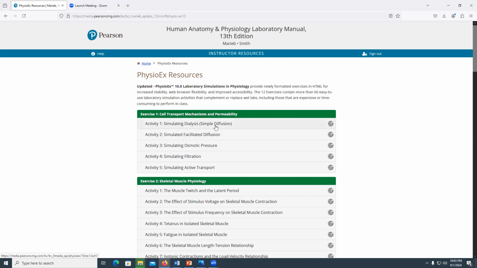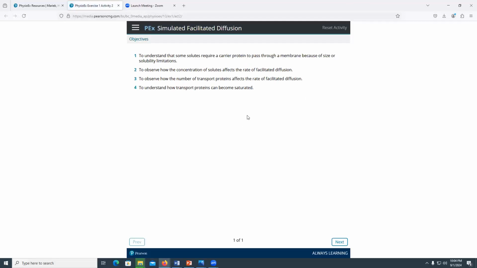We're also going to look at the similarities between simple diffusion and facilitated diffusion. And obviously, we're going to go into the details of the differences between them, because they are not the same. However, there are similarities and there are differences. So let's get into that.